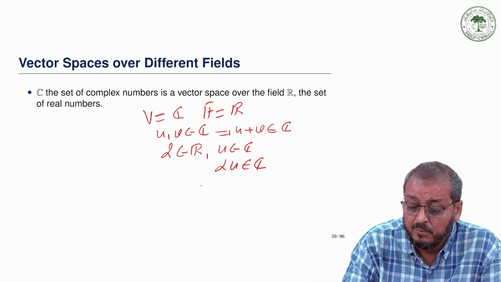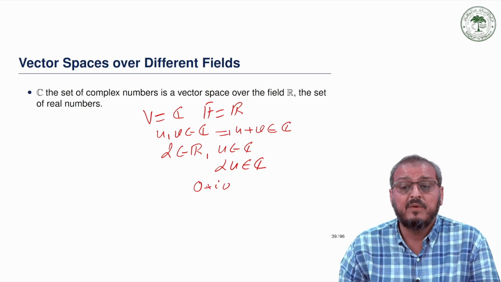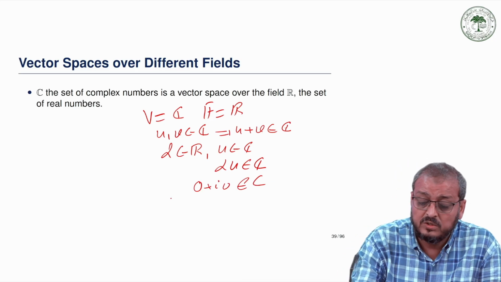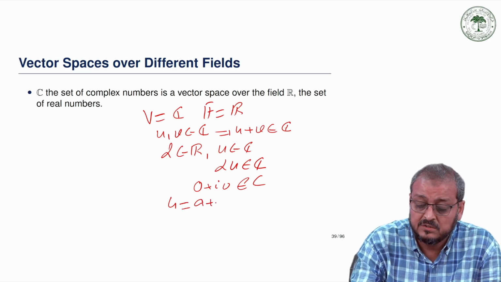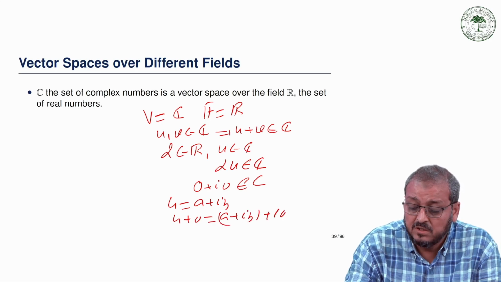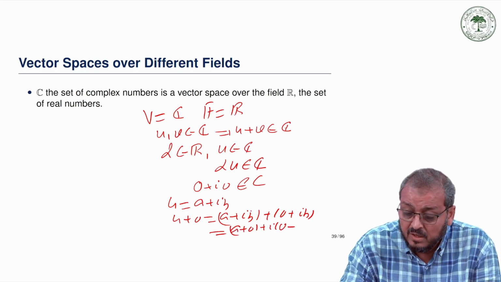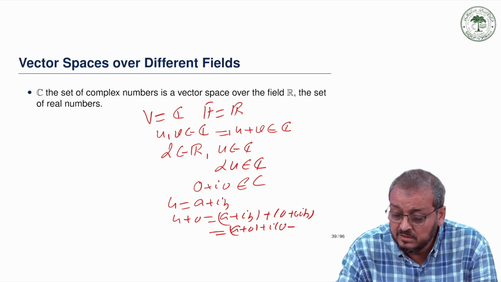Also in the complex numbers, 0 plus i times 0 is an element of C, and u is an element of C, say u equals a plus ib. If we take 0, then a plus ib plus 0 plus i times 0 is equal to a plus 0 plus i times b plus 0.